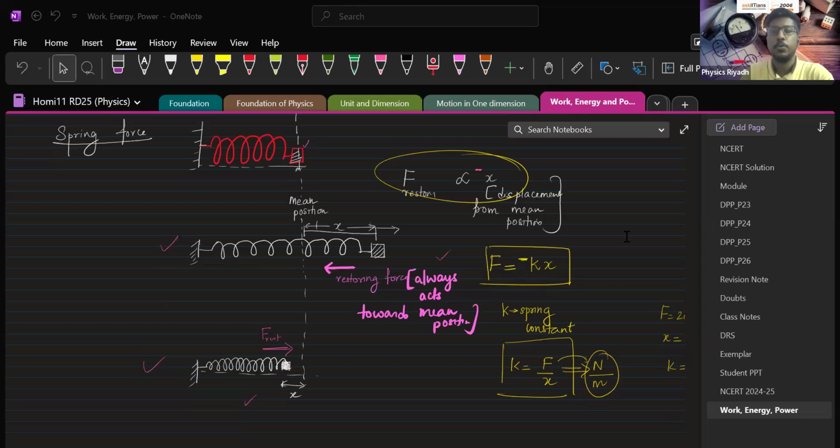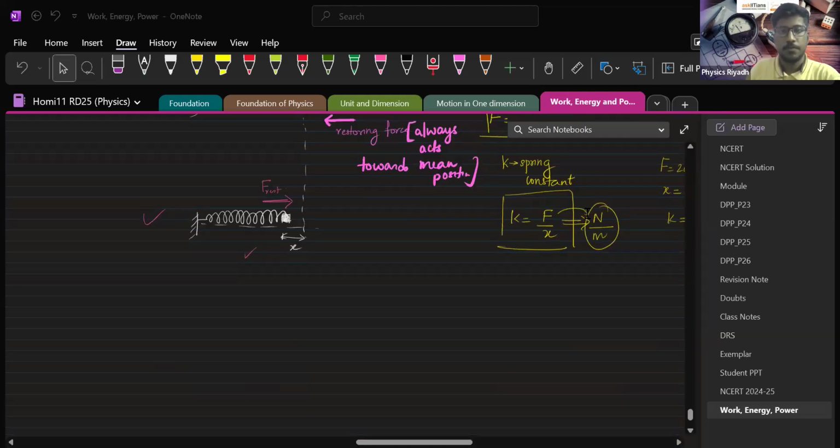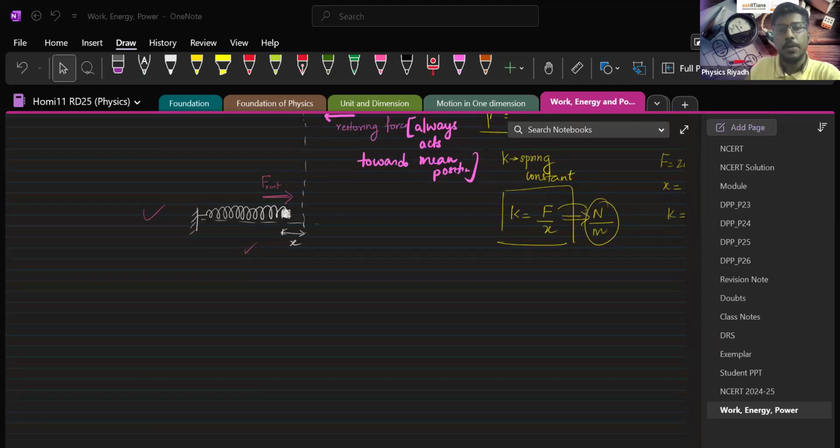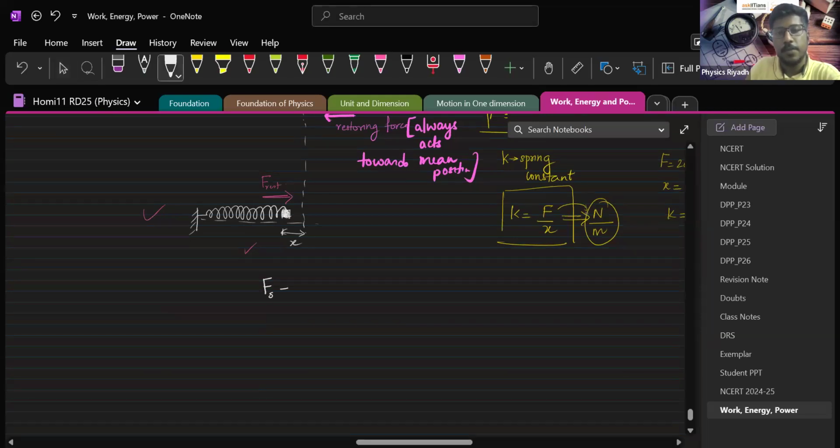So we will look more into the spring restoring force today. All right. So first, do one thing. Let's write a few points regarding this. Also, you can observe one thing here. Like I've told you, the spring restoring force is given by F is equal to minus kx. So can you tell me whether this is a constant force or a variable force? What do you think?